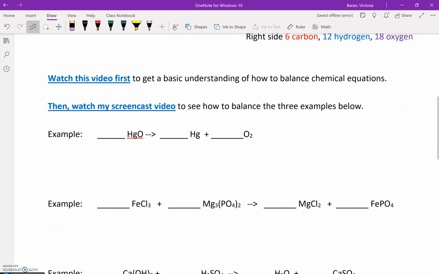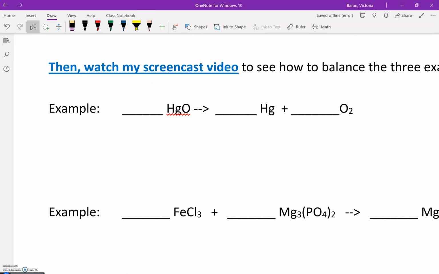All right, so let's start with an easy one. Some of you may have learned the method where underneath you keep a tally of everything, which is fine. Personally, I don't like that method. I just think it takes too much time. I like to just go back and forth until everything is balanced. So it's up to you what method you would like to use. Again, in your OneNote, I'll have links to many different videos. So here's what I like to do.